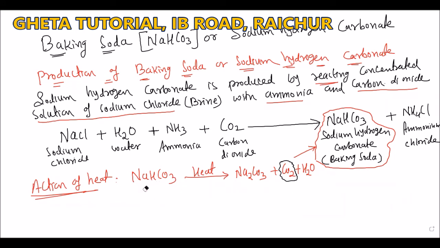Obviously, by adding baking soda only, carbon dioxide is produced. But baking soda is not responsible. We have to remember that baking soda is not responsible for making the bread soft or spongy. The only substance responsible is carbon dioxide. Carbon dioxide is responsible for making the bread soft and spongy. And here you have to balance this equation. Here you should write 2NaHCO3.